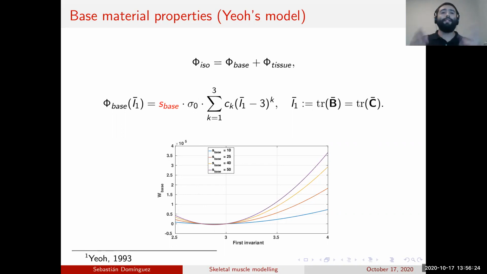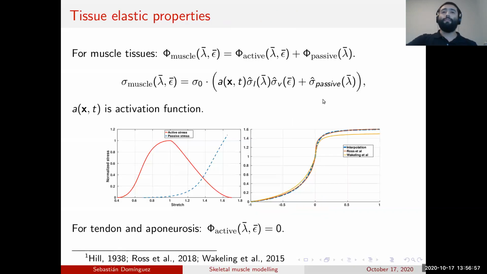And why is that? It is because there are many diseases and conditions where your muscle actually gets a little bit stiffer than usual, right? Or more compliant too. This sigma naught is actually called the maximum isometric stress that I'll be talking about later, okay? So this energy here is based on the first invariant. I don't want to go into details with the definition, but it's based on the first invariant of these two tensors.